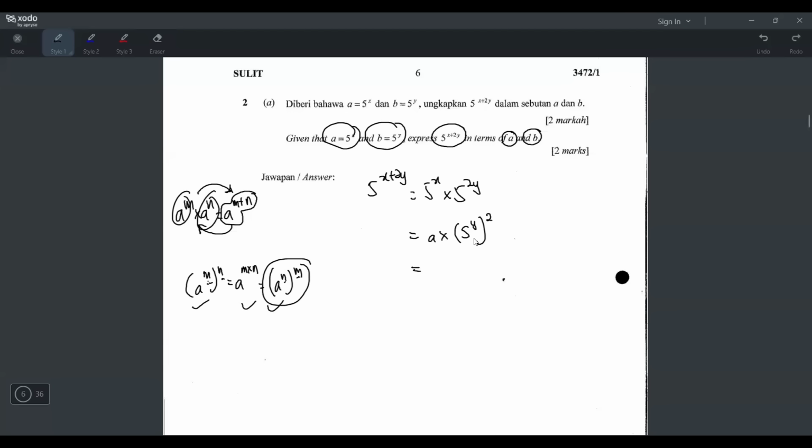Okay, but why I specifically told you to write like this is because I want to replace the b inside. So it becomes a times b square, which is a times b power 2. And the power 2 is only for the b, only the b is squared. So that's the answer.